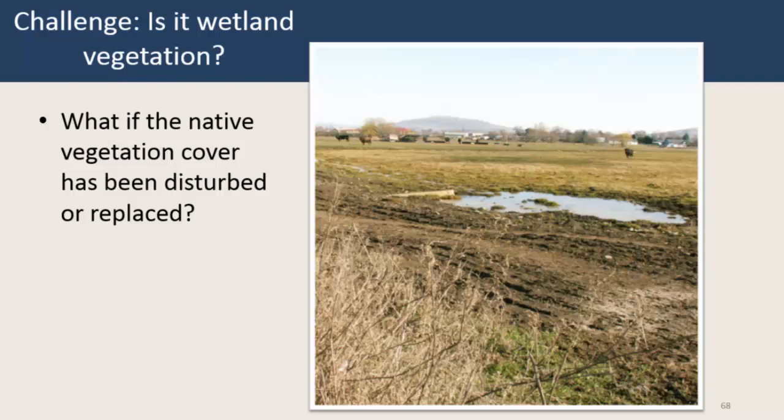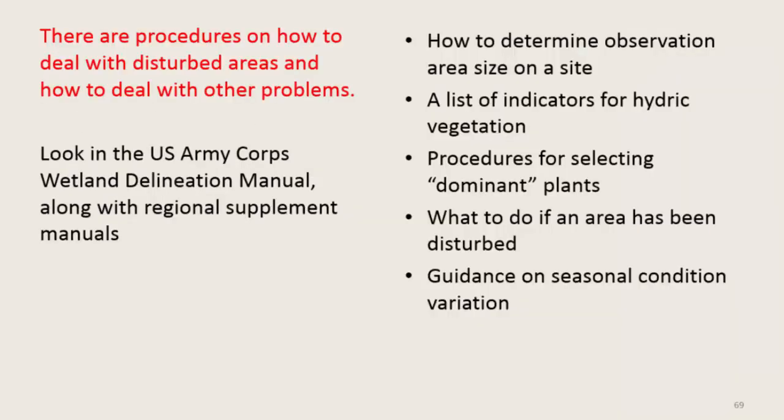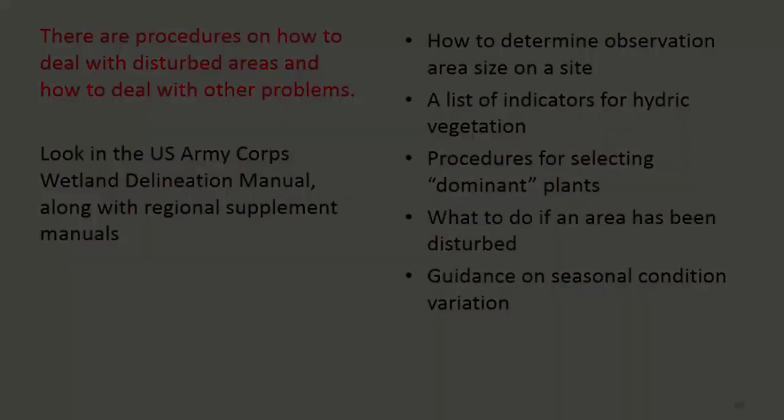What if the native vegetation cover has been disturbed or replaced? The Arid West Delineation Manual has a section on problem areas and discusses methods used to evaluate plant cover that has been altered or disturbed, including use of reference sites close by that have not been impacted. Each manual supplement contains information on how to deal with common problems encountered in that region of the country. Contact an expert in delineation if you are in doubt or have questions about procedures used or conclusions reached in the wetland delineation report that you are reviewing.